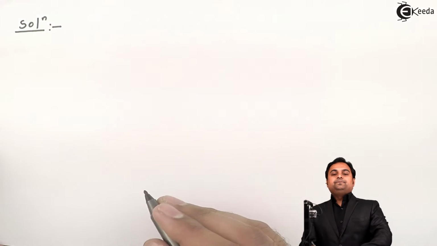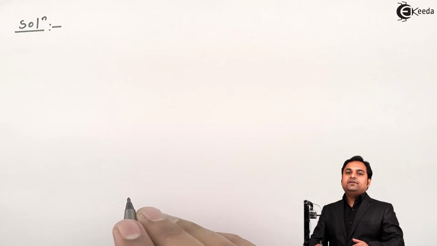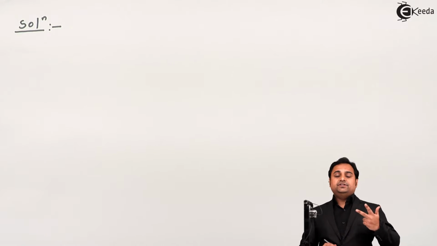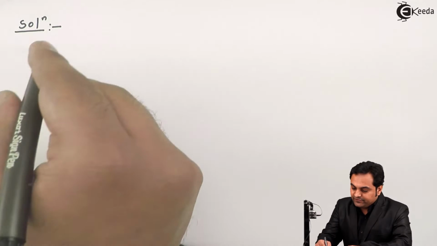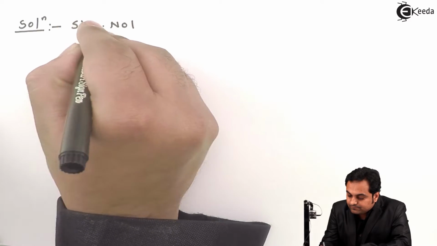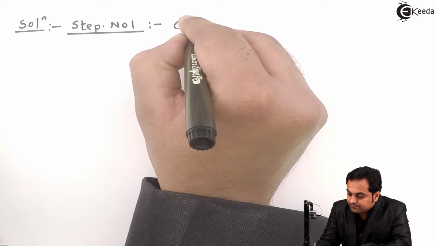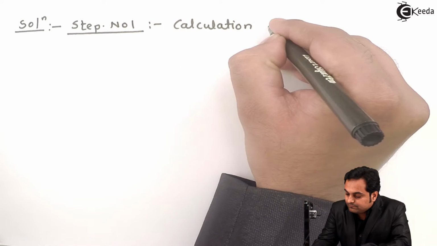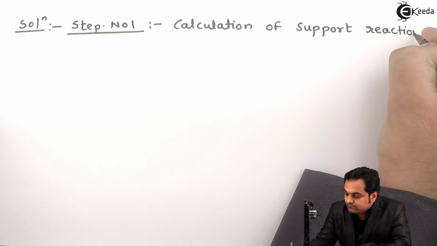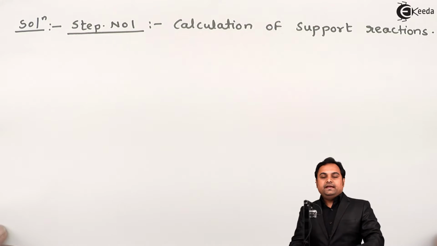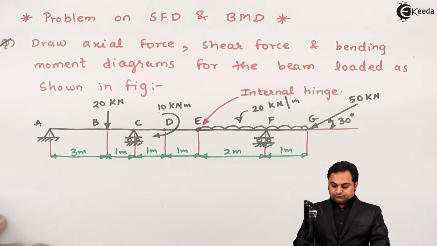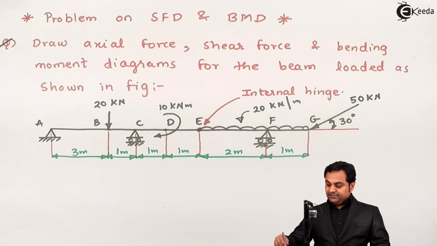Now in the solution part, we will divide the solution into three simple steps. The first one will be calculation of support reactions, second shear force calculations and third bending moment calculations. So starting with the first step, calculation of support reactions. Now for the support reactions, here there is a hint in this problem.